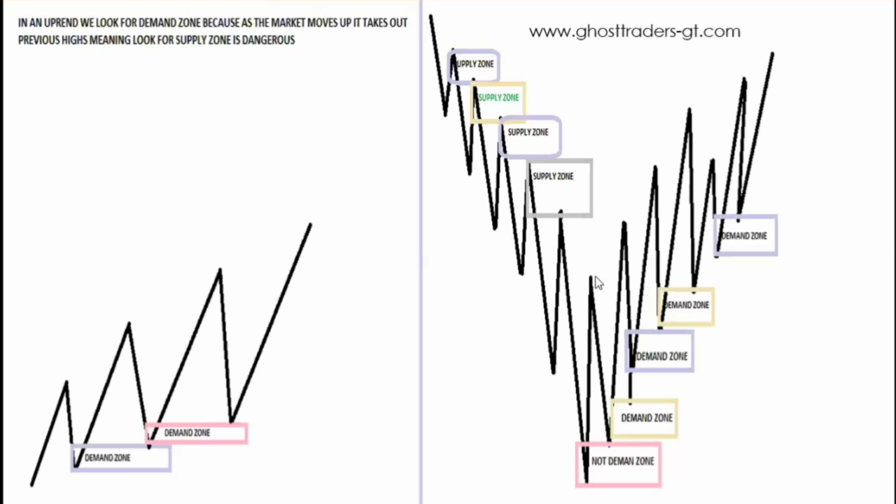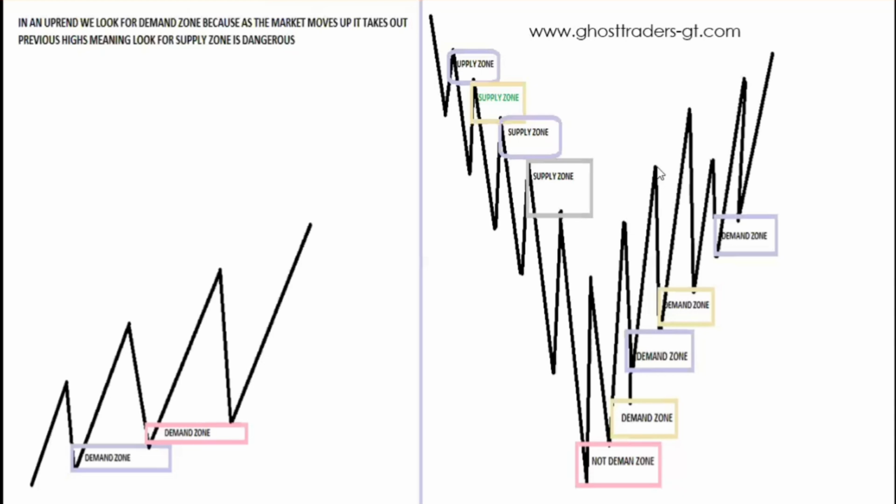So this is what happens now. I don't trade this one. Let the market come down and the market go up. Boom, it took out this high. The moment it took out this high, now I trust this area as what? As a demand zone. Then the market comes down and hits here and goes up, takes out this previous high, and then I trust this area as a demand zone.